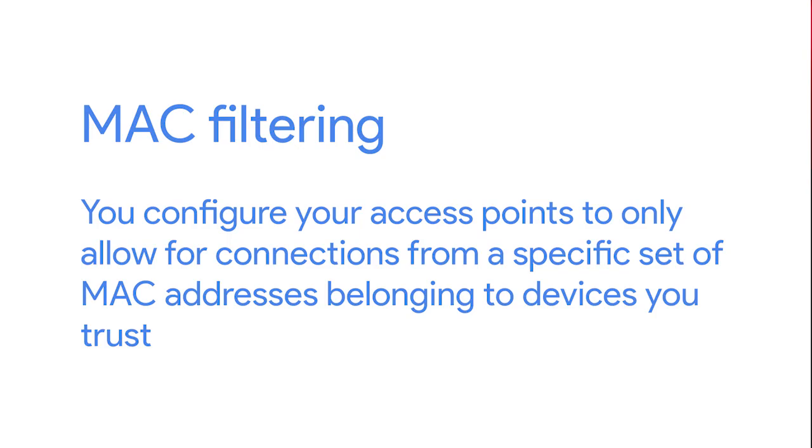Another common way to help secure wireless networks is through MAC filtering. With MAC filtering, you configure your access points to only allow for connections from a specific set of MAC addresses belonging to devices you trust. This doesn't do anything more to help encrypt wireless traffic being sent through the air, but it does provide an additional barrier preventing unauthorized devices from connecting to the wireless network itself.